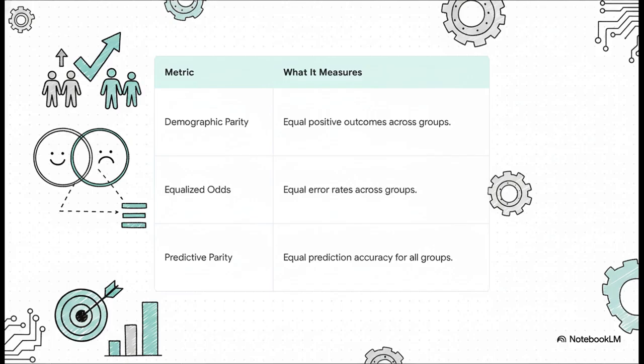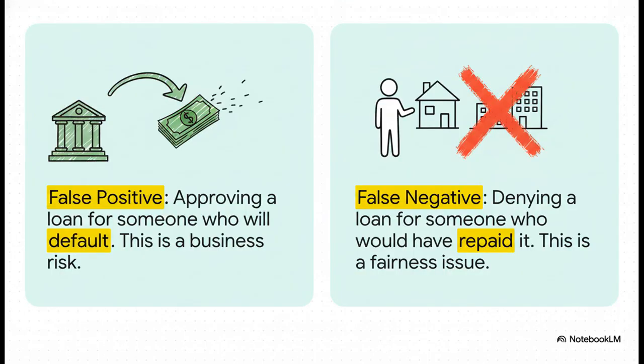Predictive parity checks if the model is just as accurate for all groups. But a really crucial one is equalized odds, which asks a simple question. Are the mistakes the model makes happening equally for everyone? This is so important, as you're about to see. Let's make this super concrete. Imagine a model for loan applications.